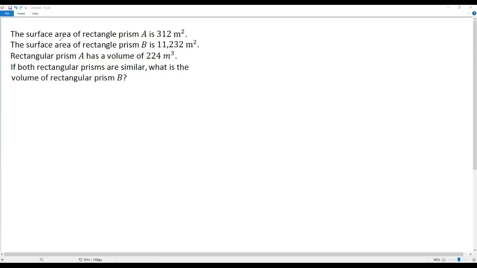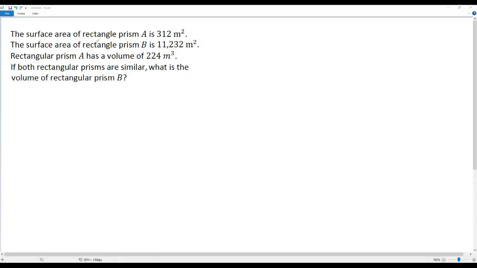Here we have a SAT math problem. Okay, let's go to the question. The surface area of rectangular prism A is 312 meters squared. The surface area of rectangular prism B is 11,232 meters squared. Rectangular prism A has a volume of 224 meters cubed. If both rectangular prisms are similar, what is the volume of rectangular prism B?